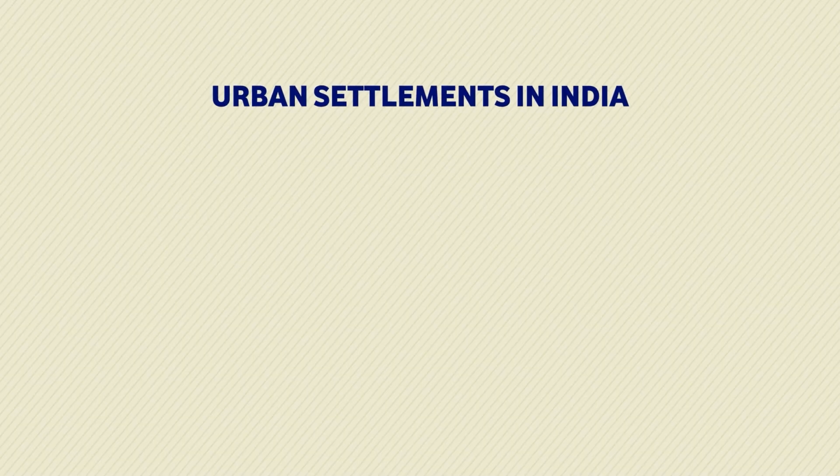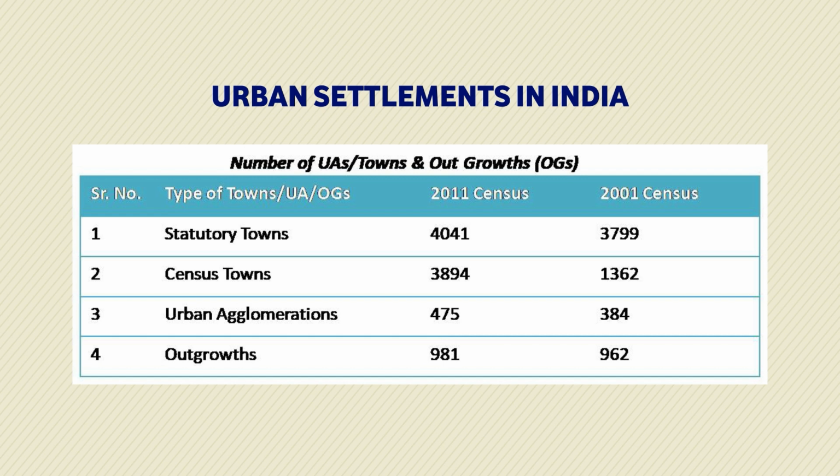Urban settlements in India, that means number of towns, outgrowths, etc. are like this. According to the 2011 census, we have 4,041 statutory towns against 3,799 in the 2001 census. Census towns around 4,000 against 1,362 in the 2001 census. Urban agglomerations 475 against 384 in 2001, and outgrowths 981 against 962.